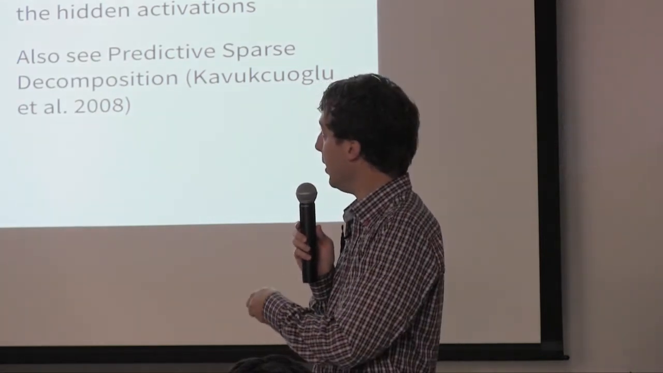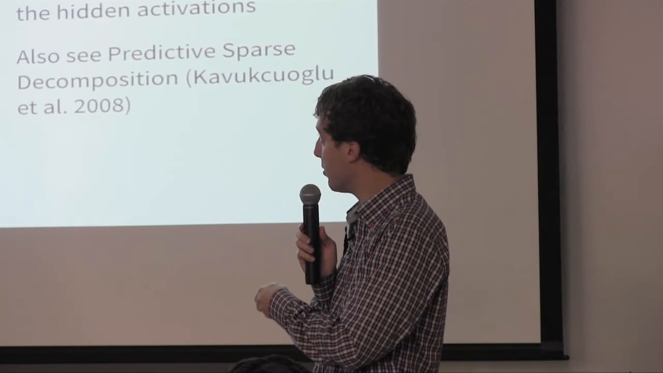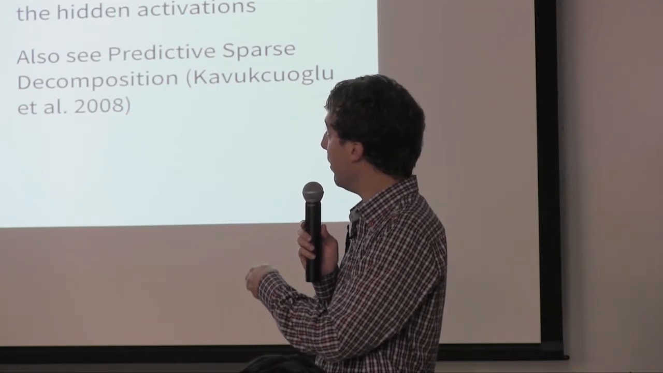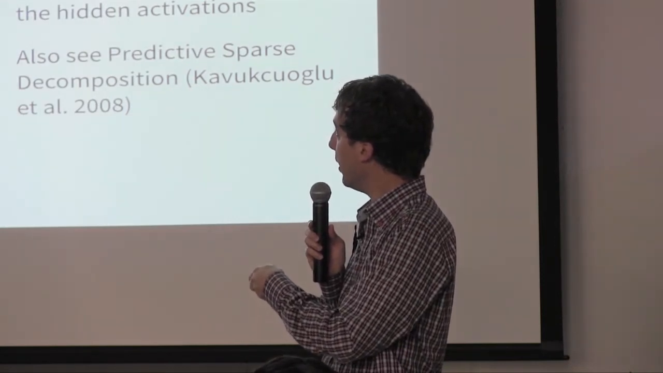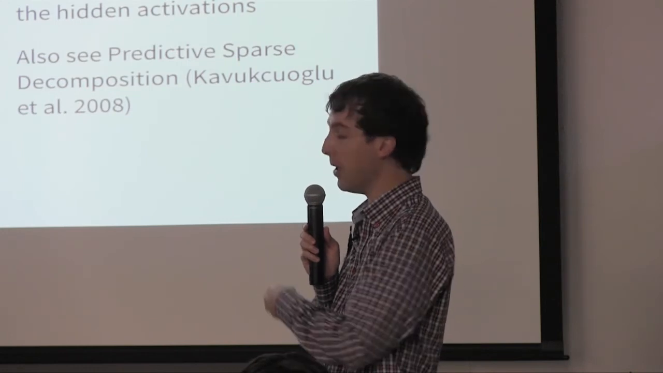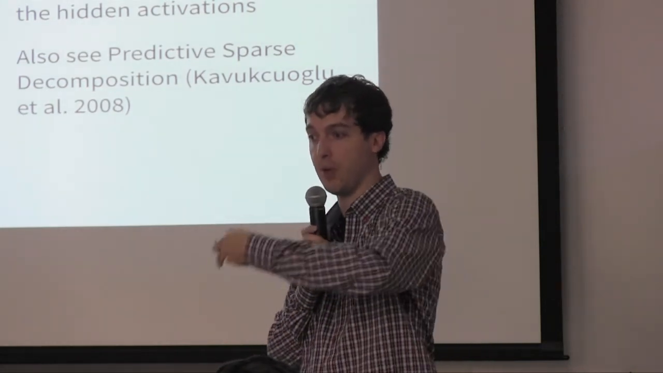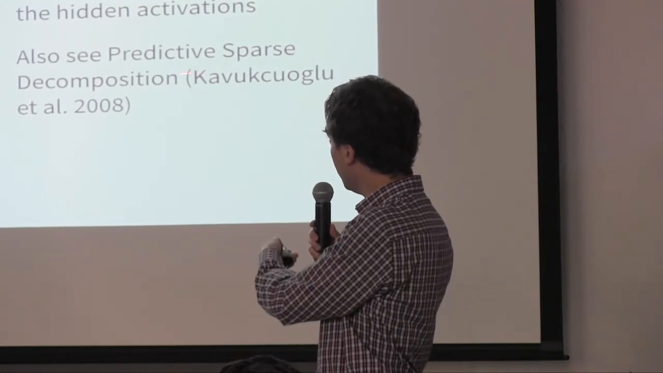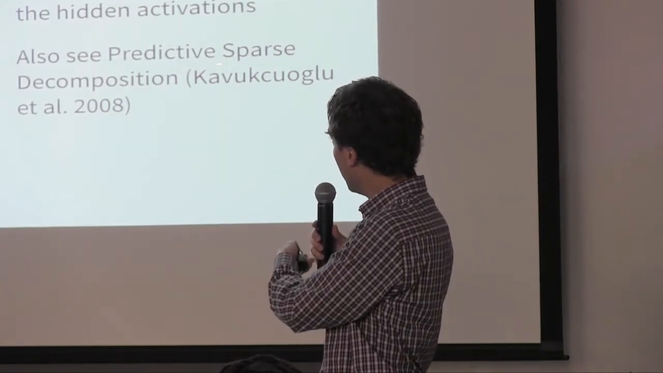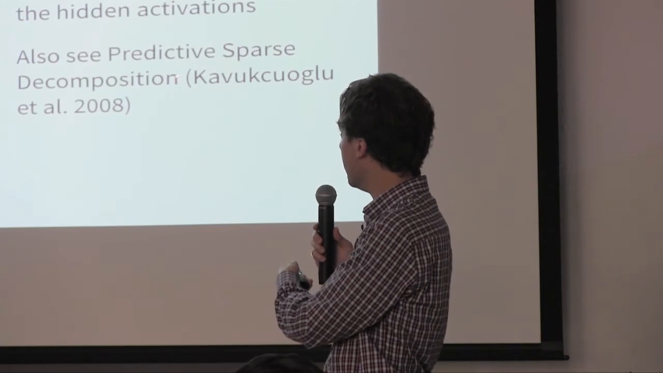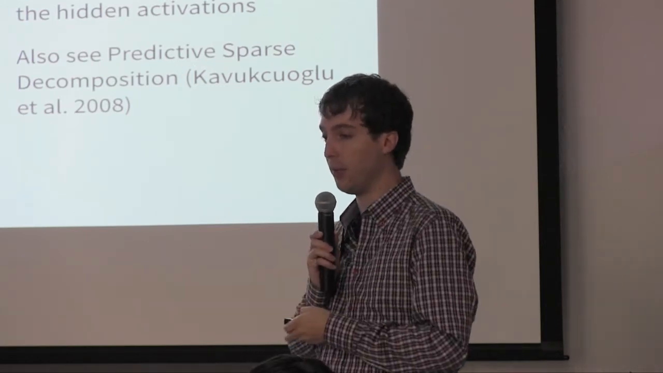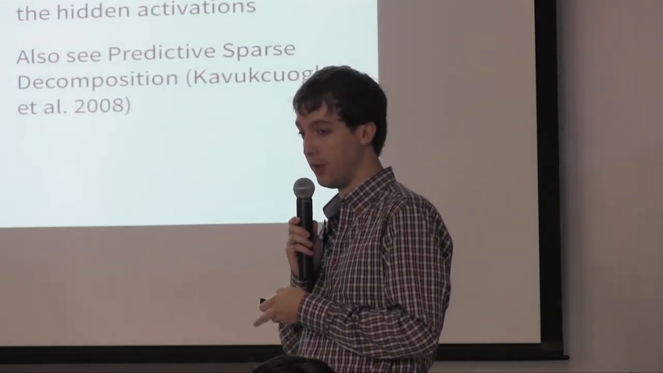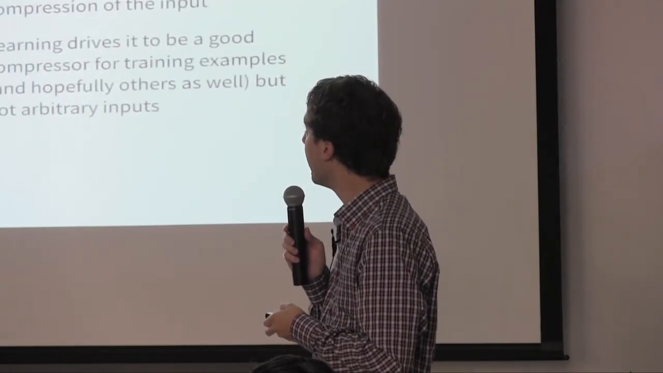So the sparse autoencoder tries to reconstruct as best it can, but only a few of its code units can be on for any particular presentation of the input. So that's a sparse autoencoder. There's a convolutional variant of it by Koray Kavukcuoglu called predictive sparse decomposition. And that's a good way of doing pre-training of convolutional nets using unsupervised learning.